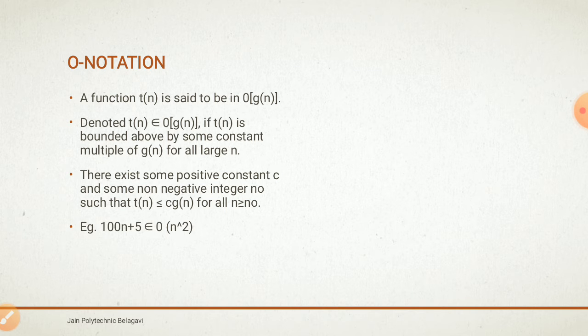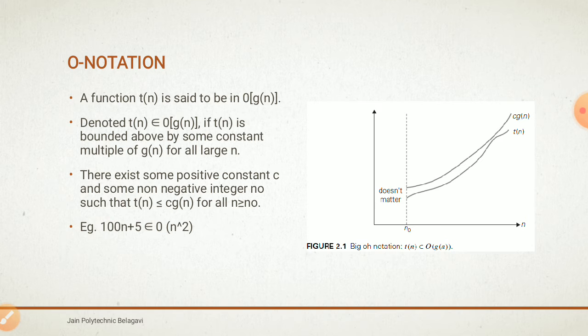For example, if you consider 100n plus 5 is a subset of big O of n square, we can show that particular thing here in the graph. That is, for t of n is a subset of big O of g of n, and this indicates how big O notation works. That is about big O notation.